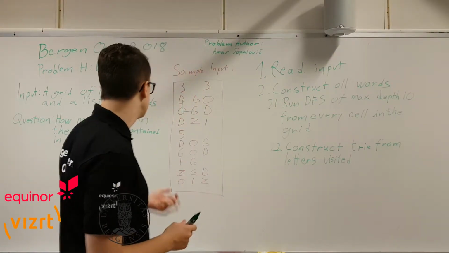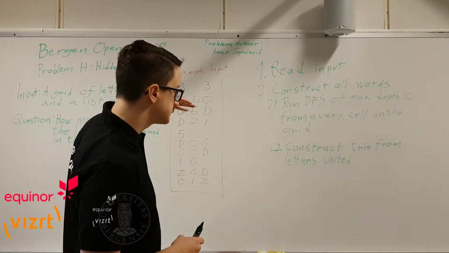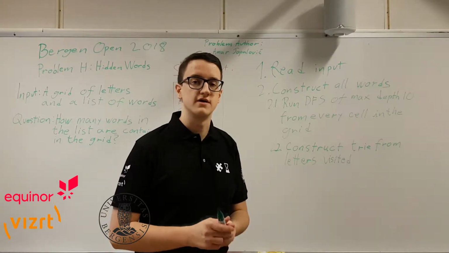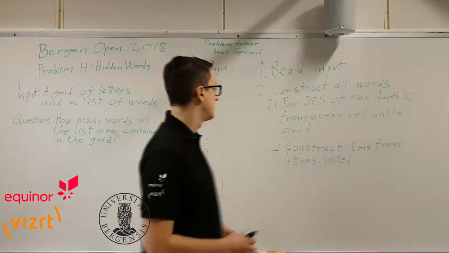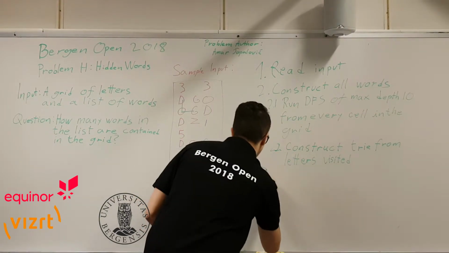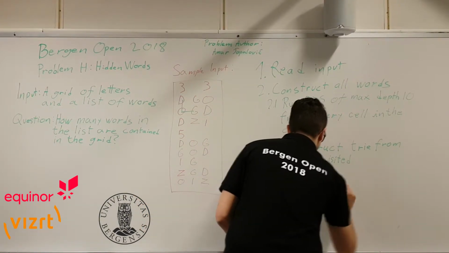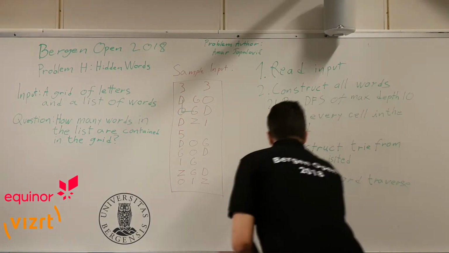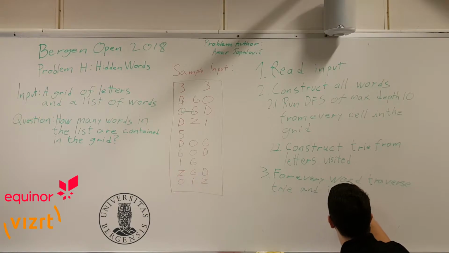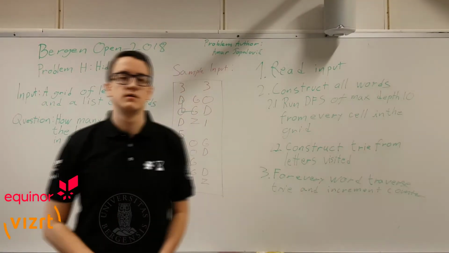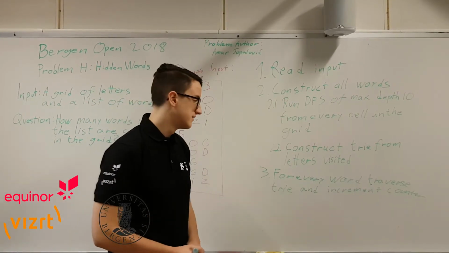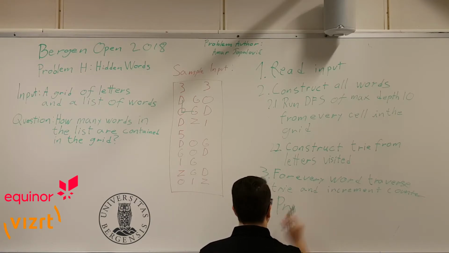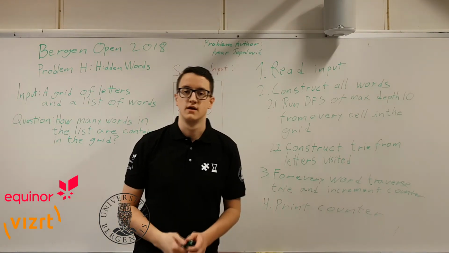For every word in the list given, you traverse the trie and you increment the counter if every single letter in that word is present in the trie in order. Finally, you just print the counter. And that's the algorithm.